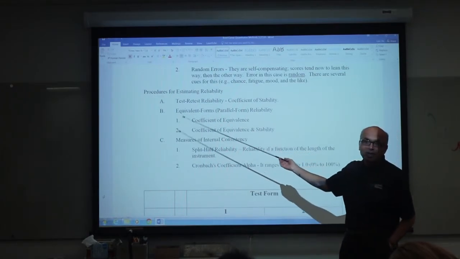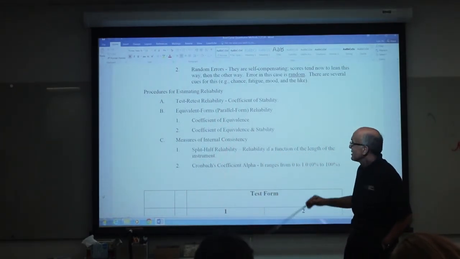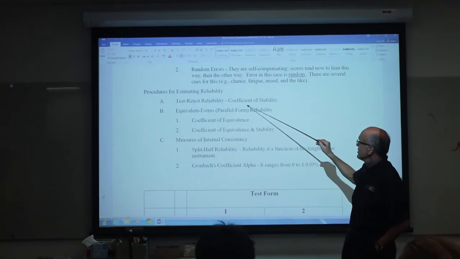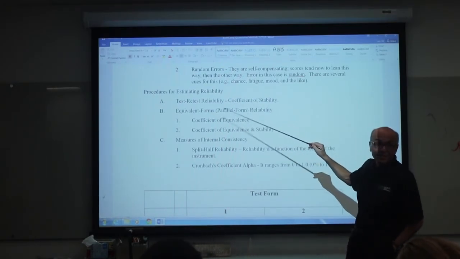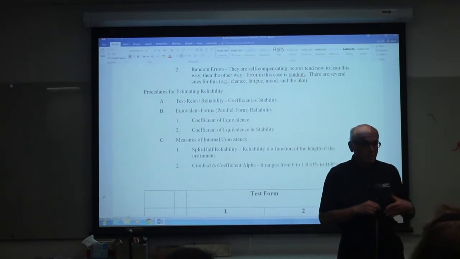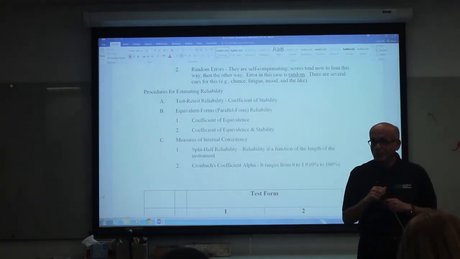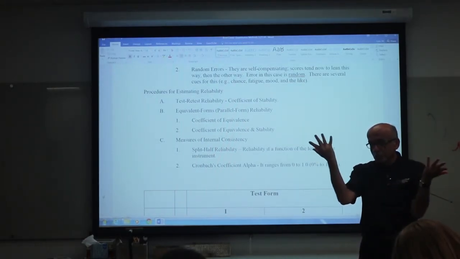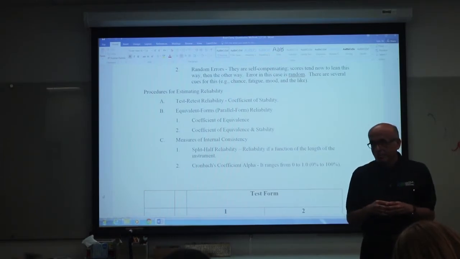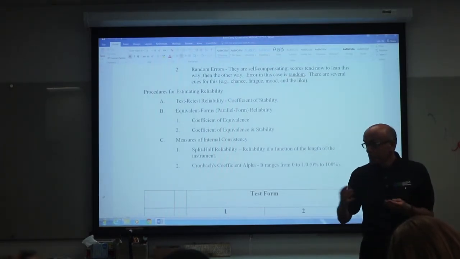So there are different ways to estimate the reliability. Test-retest reliability. We do that to establish the stability of the instrument. You test, and then you retest. Correlate them, it should be high. That means the test is stable over time.